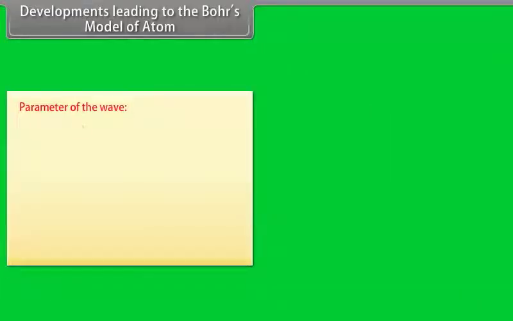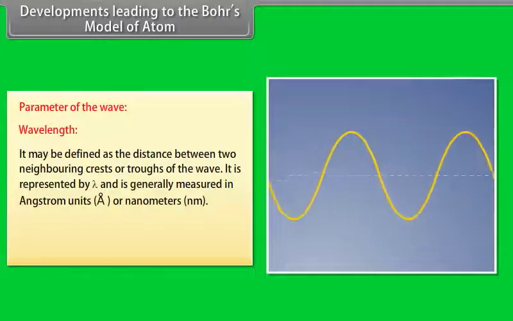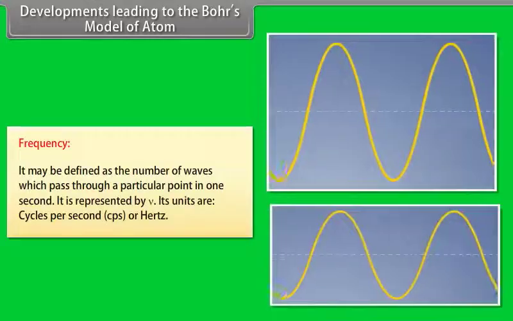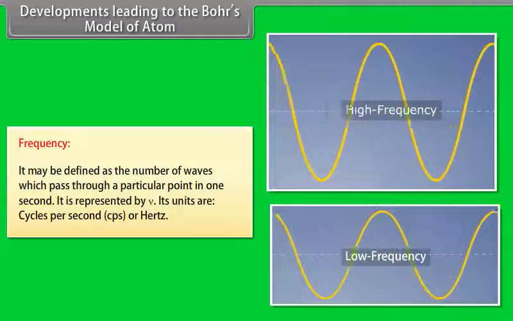Parameters of the wave. Wavelength. It may be defined as the distance between two neighboring crests or troughs of the wave. It is represented by lambda and is generally measured in angstrom units or nanometers. 1 angstrom is equal to 10 raised to the power minus 10 meter. 1 nanometer is equal to 10 raised to the power minus 9 meter. Frequency. It may be defined as the number of waves which pass through a particular point in 1 second.